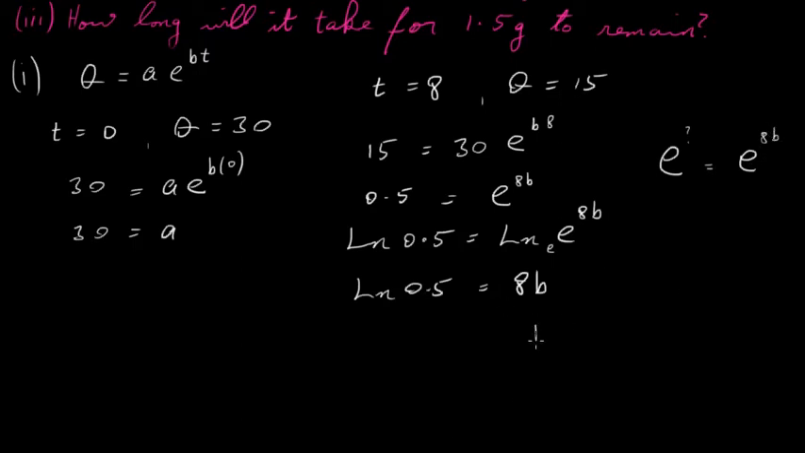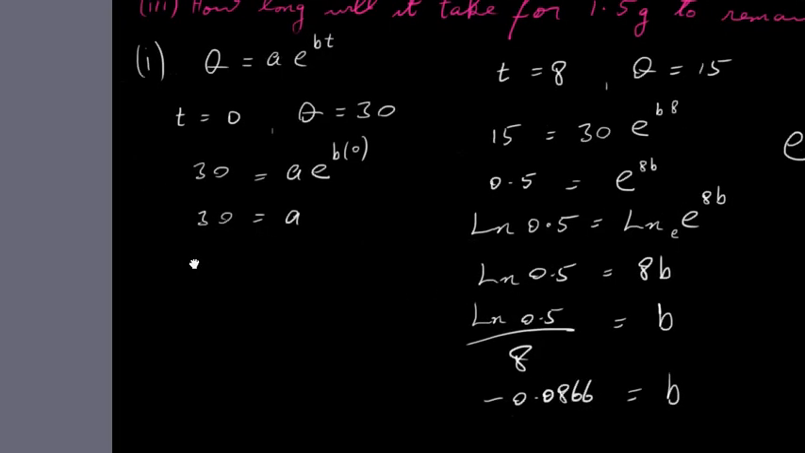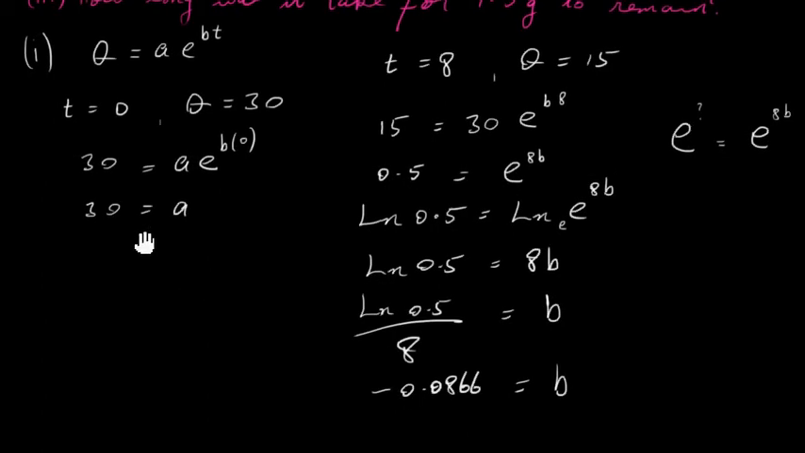So now I'm just going to divide across by 8. If we divide across by 8, we end up with log of 0.5 divided by 8, and that gives us a value for b of minus 0.0866. I'll just do it to 4 decimal places. So now we have A over here, and we have B here.